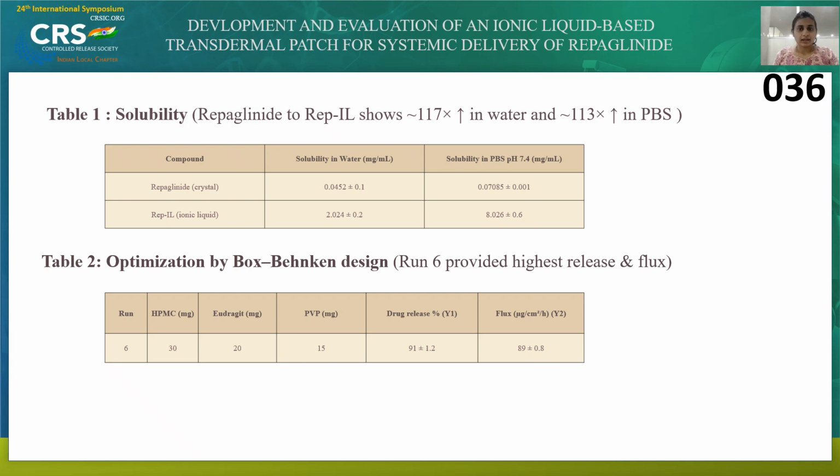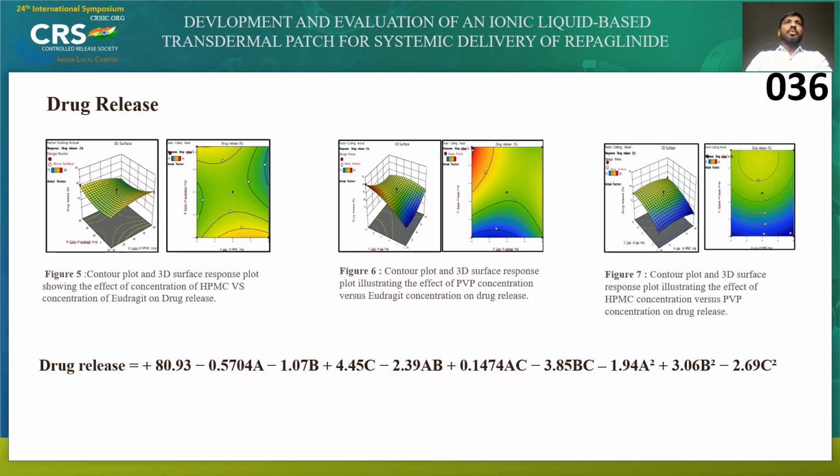After converting repaglinide into the ionic liquid, its solubility increased by more than 100 times. Using the Box-Behnken design, we optimized the patch and found that run 6 gave the highest drug release and the best permeation. Drug release contour plot and 3D surface response: the effect of HPMC concentration versus Eudragit concentration on drug release is shown in the graph. Figure 6, PVP concentration versus Eudragit concentration on drug release. And figure 7, HPMC concentration versus PVP concentration.